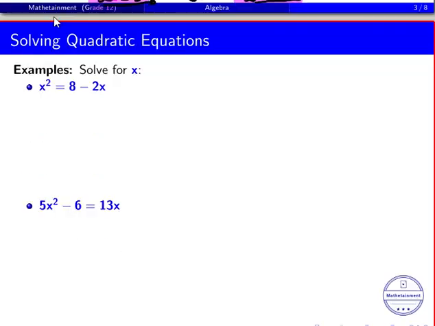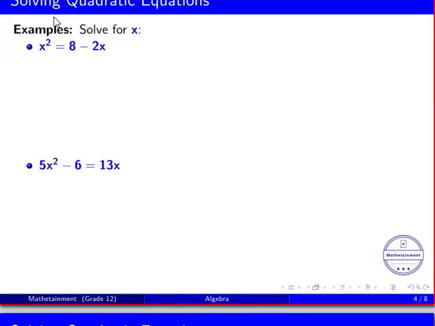Let's look at the next example. In this example, we are also required to solve for x. The equation is x squared equal to 8 minus 2x. The first question that we want to ask ourselves is: is that in standard form? It doesn't seem like it, because if it's in standard form, then on the right-hand side, we want to see 0. Let us make this to be in standard form then. We are going to have x squared plus 2x minus 8 equal to 0. Now it's in standard form, where the value of a is 1, the value of b is 2, the value of c is negative 8.